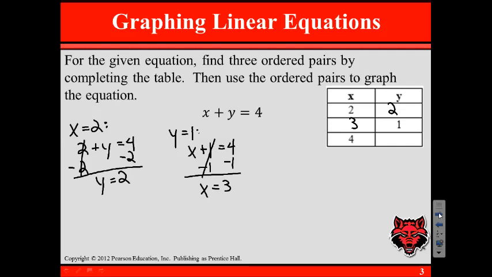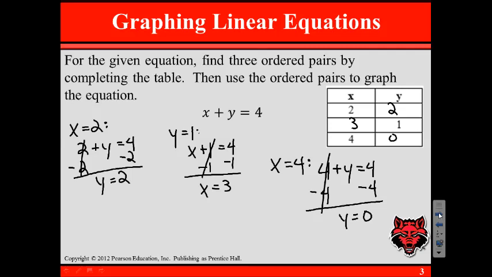And last, we are given the x coordinate of 4 with an unknown y coordinate. So we replace x with 4, and that gives us 4 plus y equals 4. We isolate y by subtracting 4 from each side, and that gives us y equals 0. So think of this table as just a collection of 3 ordered pairs. We have (2, 2), (3, 1), and (4, 0). Let's continue this example on the next slide so we can graph the equation.